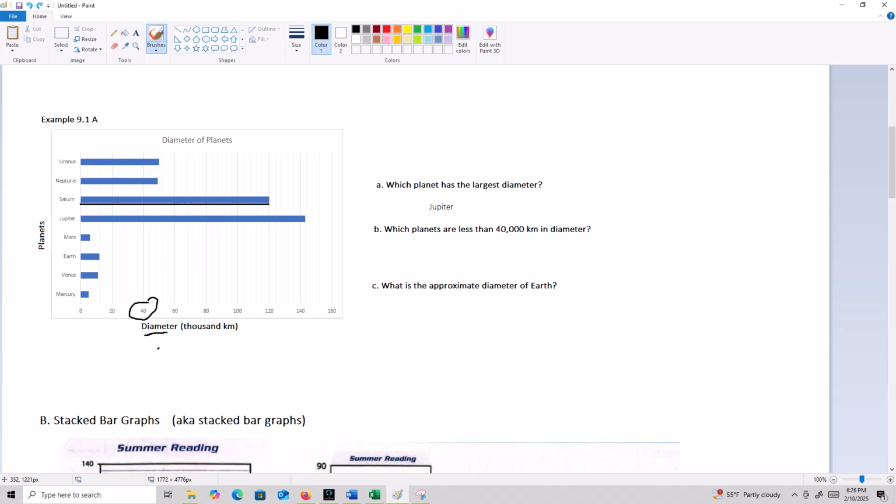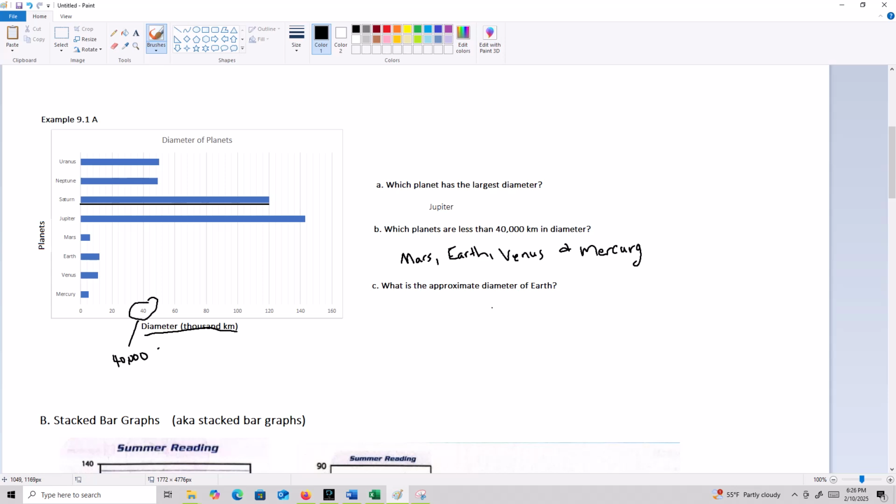All right, so this is the diameter in 1,000 kilometers. So this 40 right there actually represents 40,000. So our answer here is Mars, Earth, Venus, and Mercury.